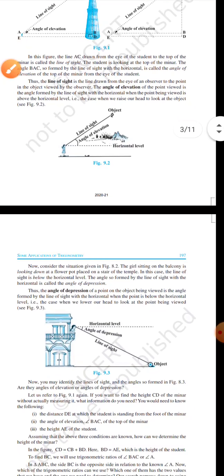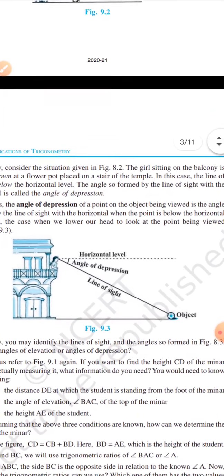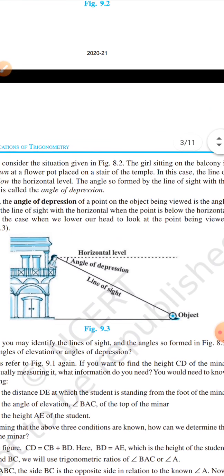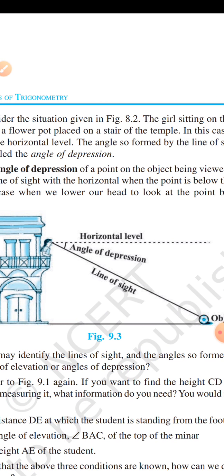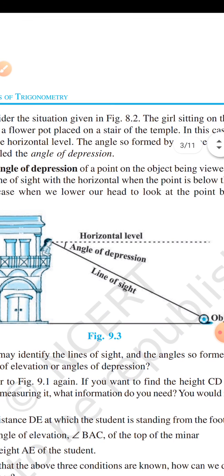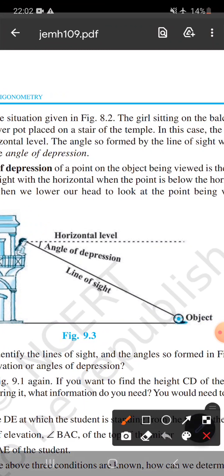Right, now what is angle of depression? Suppose you are standing at some height, right? Suppose you are standing in your terrace and you are looking at a bike which is coming towards you. Suppose this one is our bike which is coming towards you. Now, the horizontal level with which your eye makes, that is equal to 0 degree.